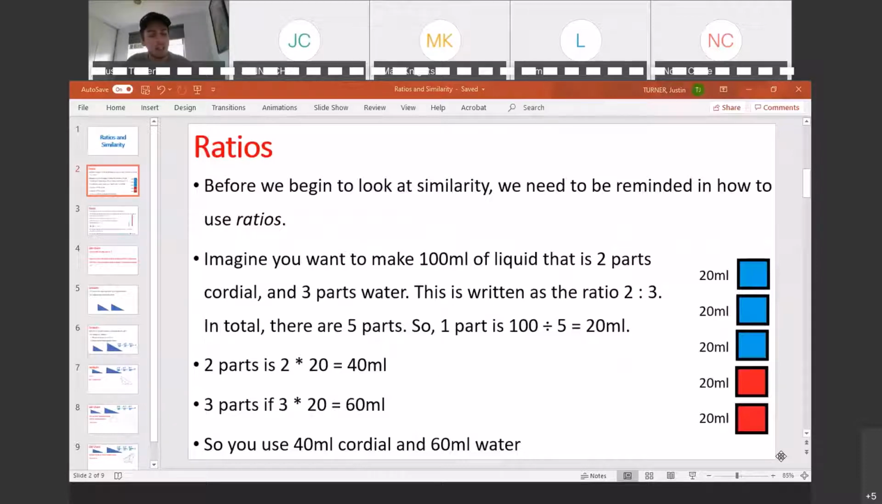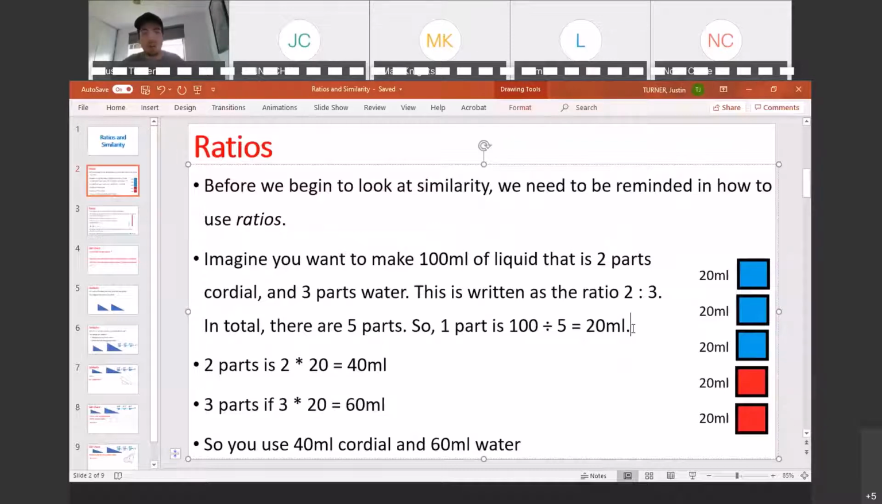So let's imagine you're making 100 mils of liquid and you've got it split up as 2 parts red cordial, 3 parts water. We write this ratio as 2 to 3. Now, because it's the ratio 2 to 3, if you add those two numbers up, it tells you that there's 5 parts in total. So if you're dividing the total amount of liquid, 100, by 5 parts, you know that each part is worth 20 mils.